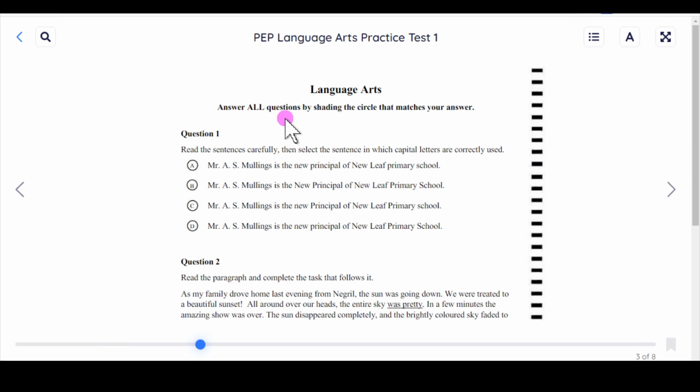We're looking at language arts, and it says here answer all, and pay attention to this. You see the instructions when we see letters that are in block capital or bold letters. We need to pay attention to that. So answer all questions by shading the circle that matches your answer. Question 1. Read the sentence carefully, then select a sentence in which capital letters are correctly used. Okay, so here we go now.